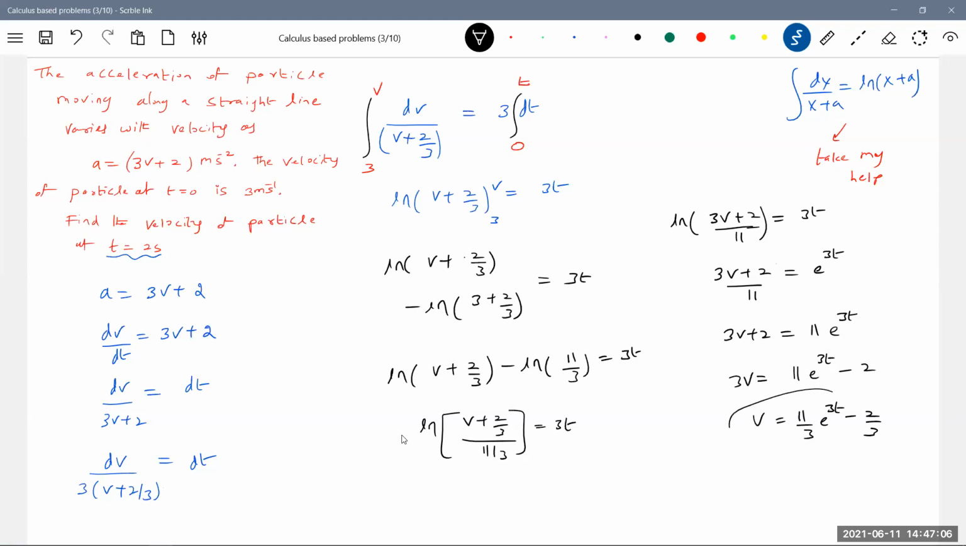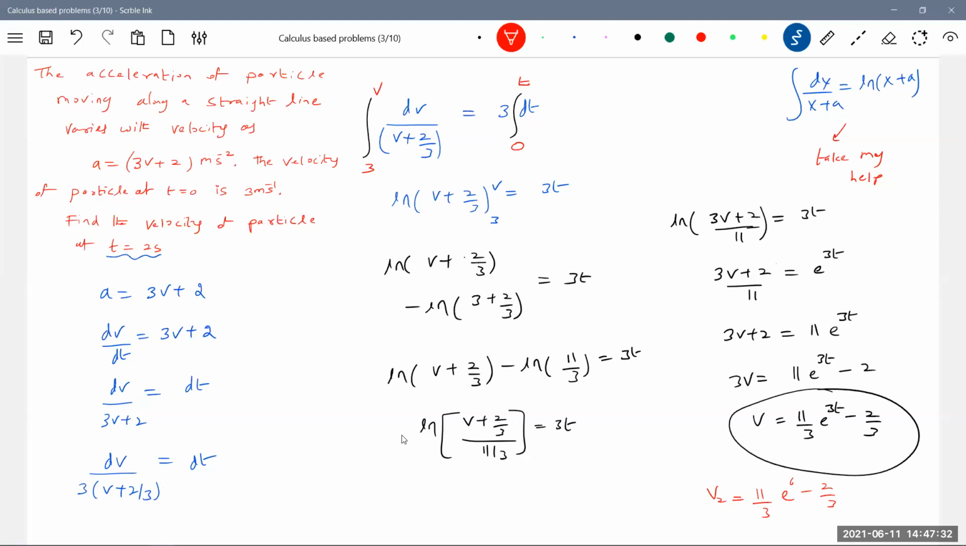I think everyone knows how to plot the graph. If interested, you plot this graph, but in the exam it is not needed. Now what is the exam asking? Find the velocity of the particle at t equal to 2 seconds. So what we should do? The speed of the particle at t equal 2 seconds will be v2 is equal to 11 by 3 e to the power of 6 minus 2 by 3. You know the value of e, substitute there, solve it, you'll get a certain value.